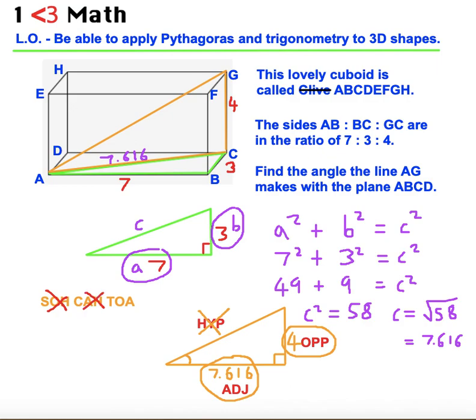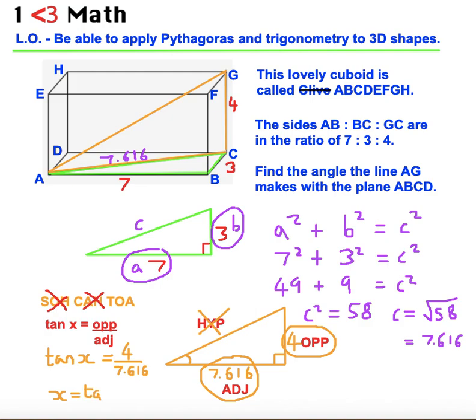And what does TOA mean? T-O-A: tan x, the angle, is opposite over adjacent, opposite divided by adjacent. So now we're going to start to substitute our values in. We've got tan x, we don't know the angle, so we can't substitute that in, equals 4 over 7.616. Now, to work out x, we need to do the inverse function of tan, which is tan to the minus 1. You can get that by pressing the second function button on your calculator and the tan minus 1, which is just above the tan button.